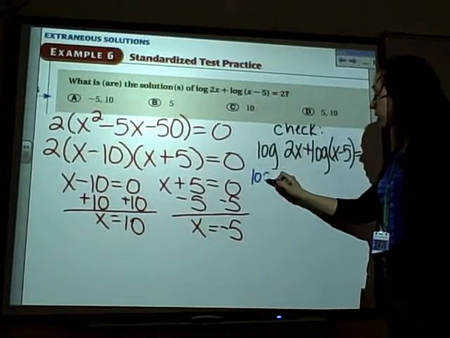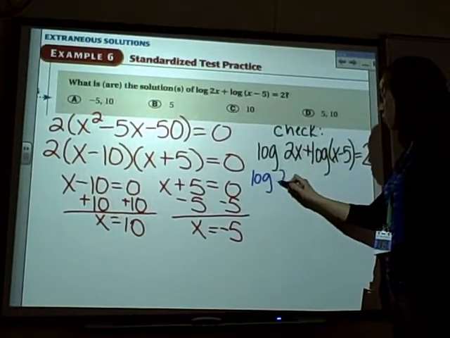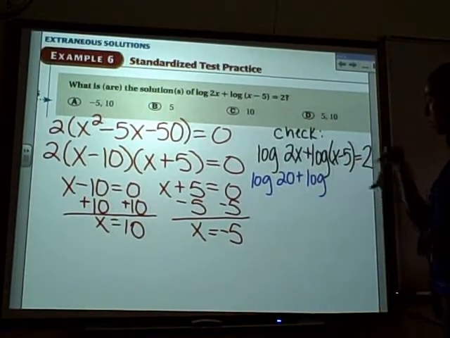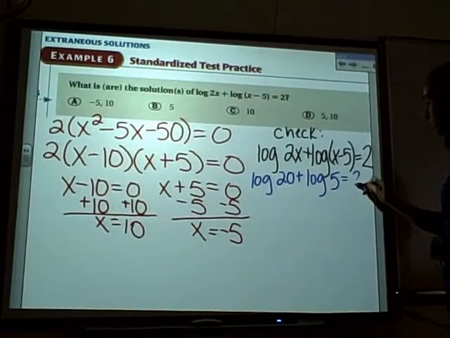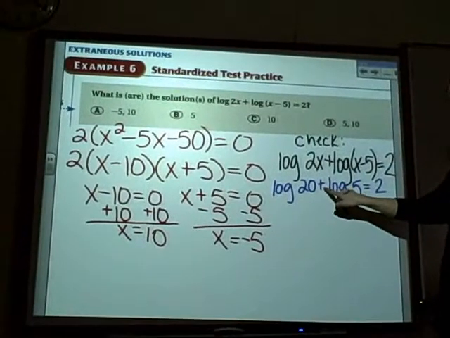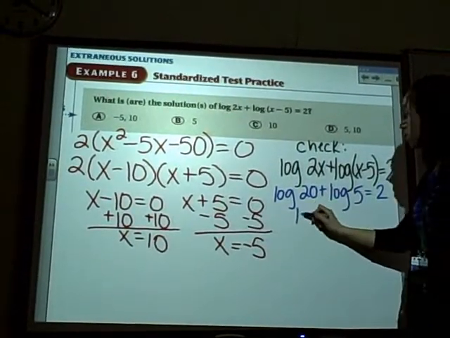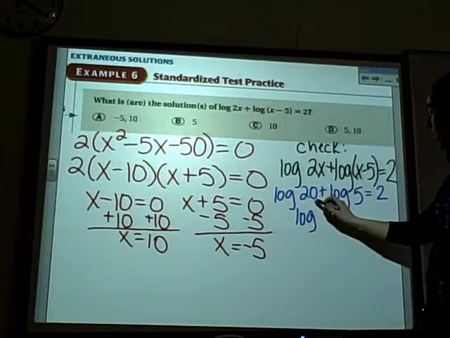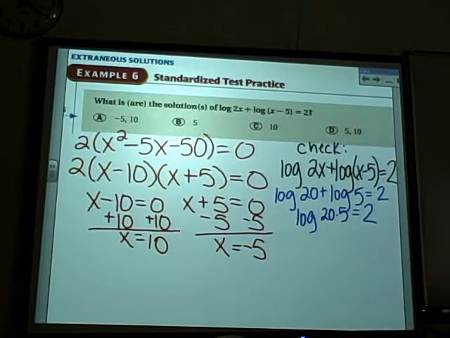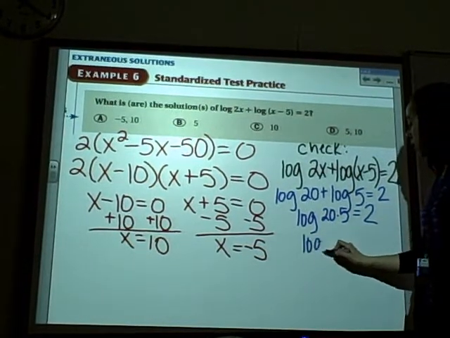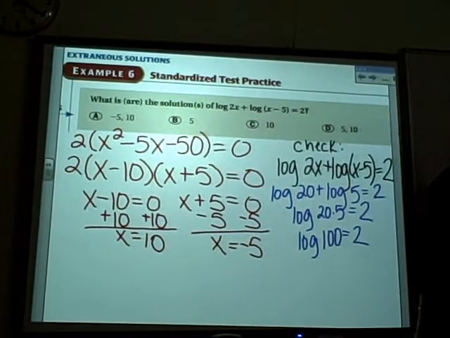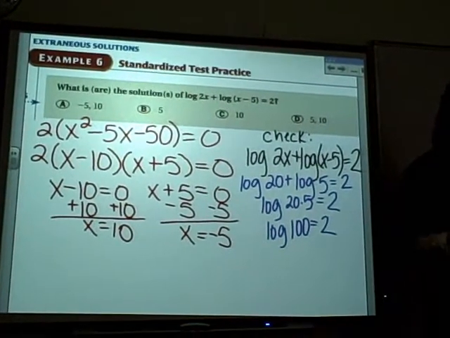We're going to go log 2 times 10 gives me 20 plus log 10 minus 5 gives me 5 equals 2. Okay, I want to check that. Oh, look at that. Addition goes to that multiplication property. Log base 10 of 20 times 5 equals 2. That becomes the log of 100 equals 2. And that becomes something you can very easily check in your calculator.